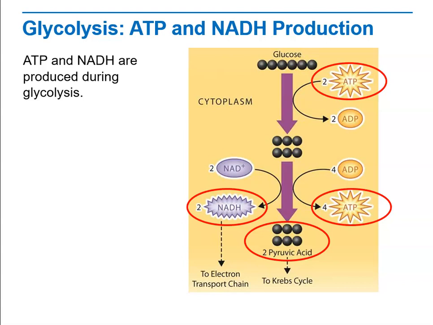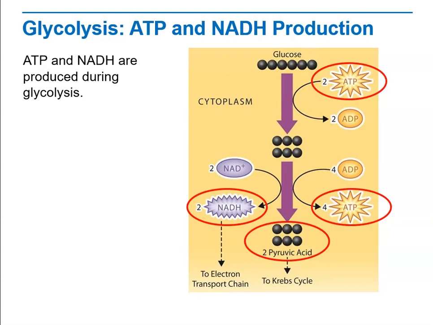Remember, we spent 2 ATP to get the process started, so if we get 4 ATP out of this process, we actually only gain 2 ATP. 2 pyruvic acid molecules are a product of glycolysis.